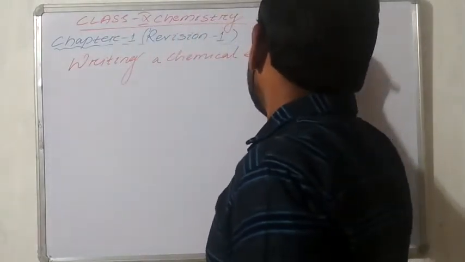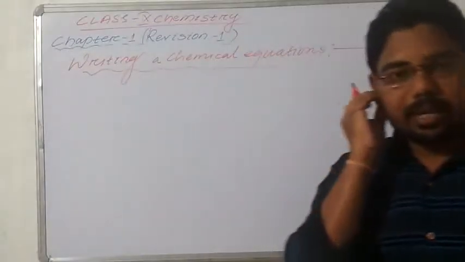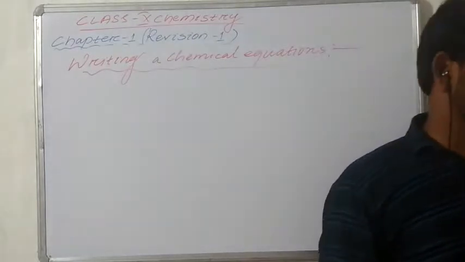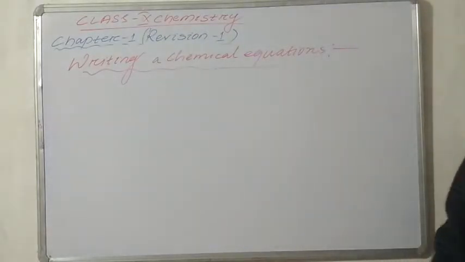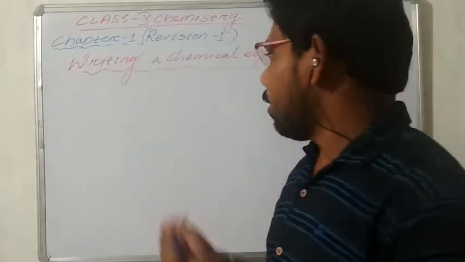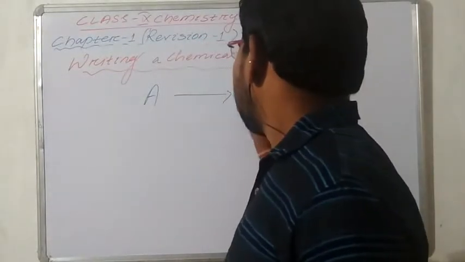Writing chemical equations. What is a chemical equation? A chemical equation has two sides, a reactant side and a product side. A chemical reaction has two sides: one is the reactant and one is the product.